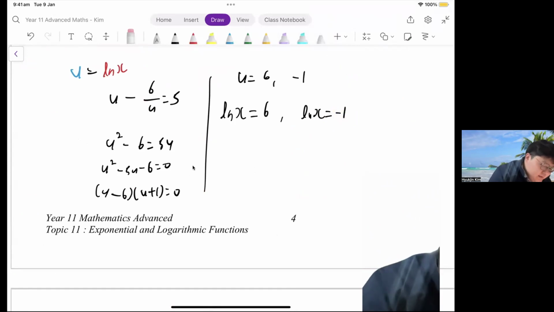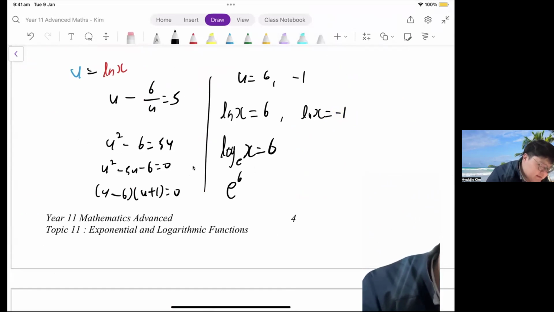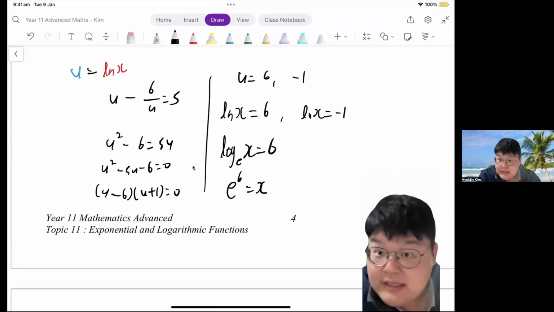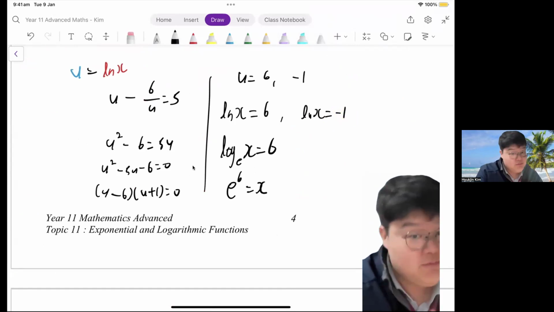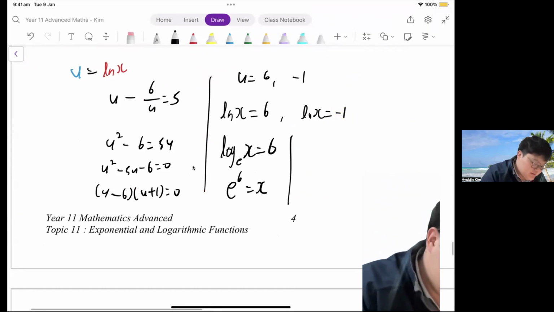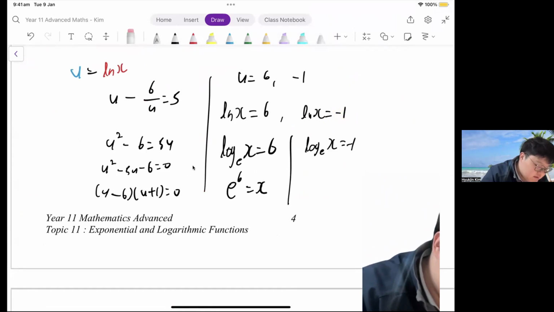Because what does it actually mean if I have log e of x equals 6? This just means e to the power of 6 equals x. BAP. I'm changing it to normal logarithmic form. That's the same thing here. e to the power of negative 1 equals x.